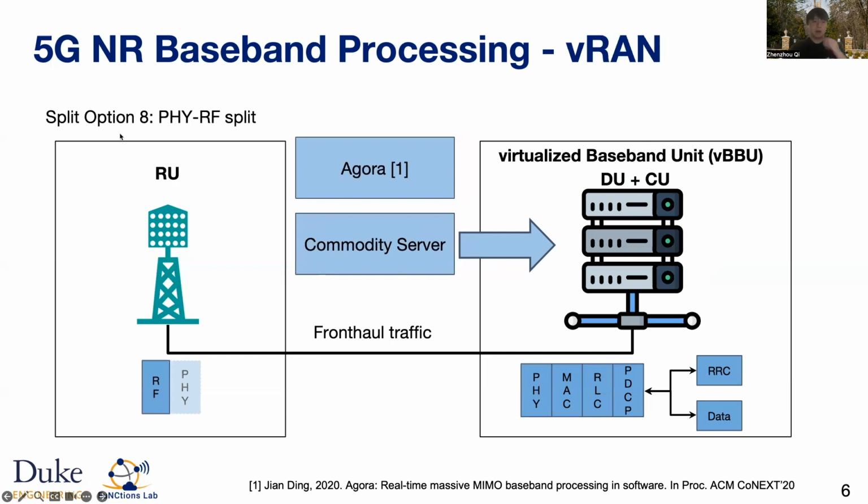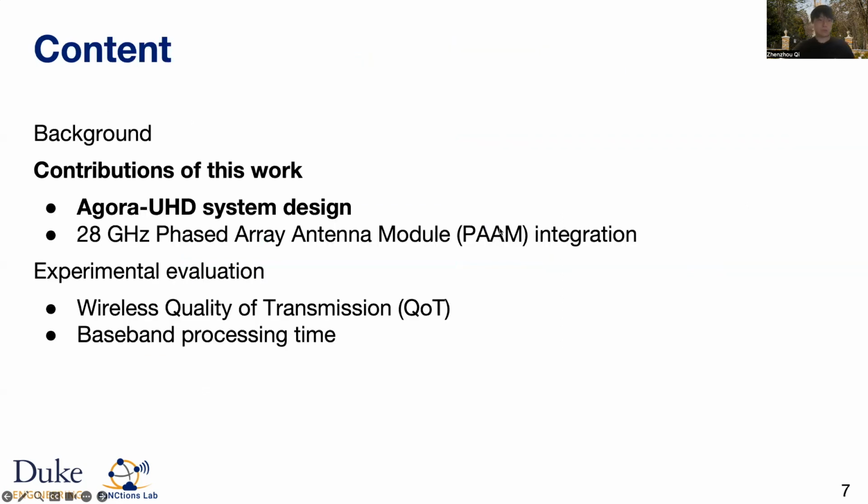Taking split option 8 as an example, it separates the physical layers from the radio frequencies. And there has already been some work investigating this softwareization and virtualization with 5G FR1 massive MIMOs, such as Agora, published in CoNEXT 2020. However, since Agora uses special radio hardware, which is the Iris board, in order to provide access to real hardware platforms and software support for open source and user-friendly massive MIMOs, it leads to our first contribution, which is the Agora UHD system design.